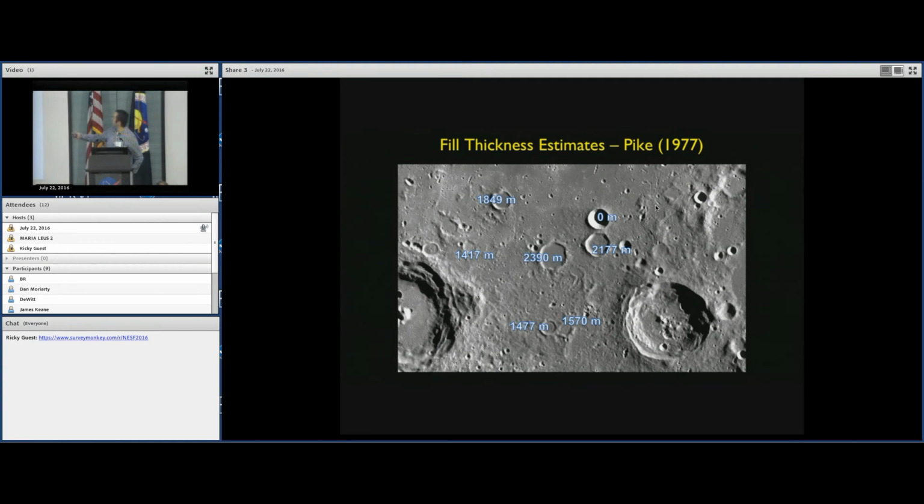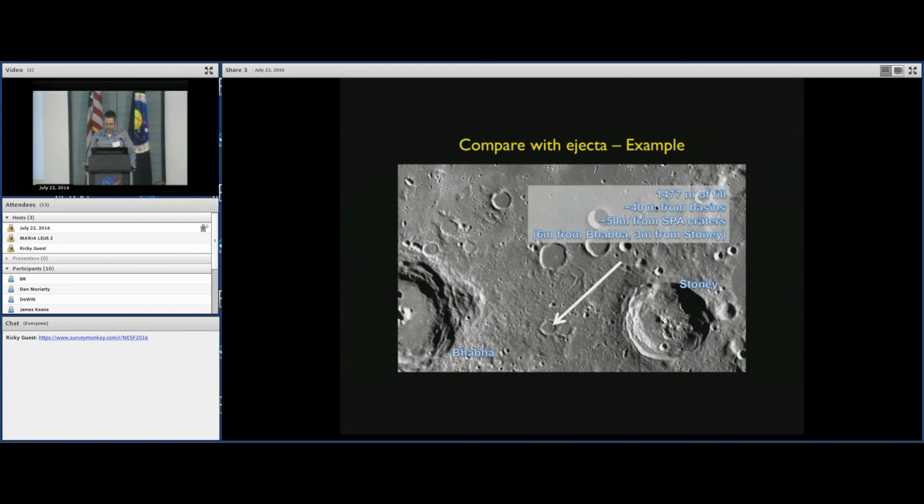So we have this wonderful example of a crater that's essentially pristine. It has zero fill, and then a lot of its doppelgangers around the interior. And it turns out that most of these craters have in the range of 1.5 to 2 kilometers of fill. So I thought, okay, 1.5 to 2 kilometers of fill. Let's see how much ejecta we can get there using some of the ejecta scaling laws that have been worked on over the past several decades.